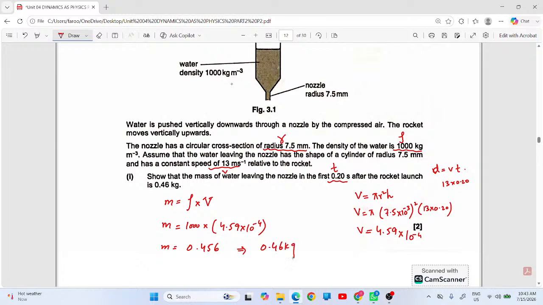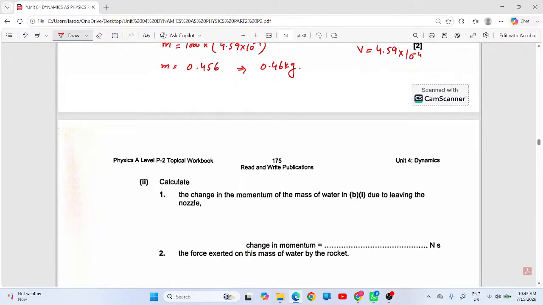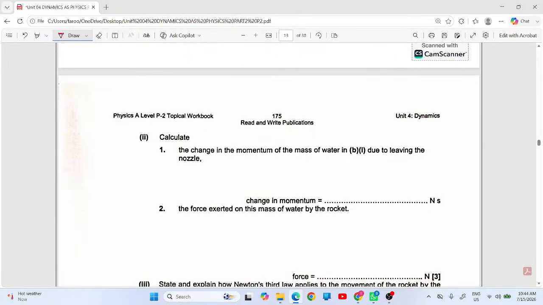This is important, we did it like this yesterday too. Next is: calculate the change in momentum of the mass of water in part B1 due to the nozzle. Change in momentum of the mass of water.